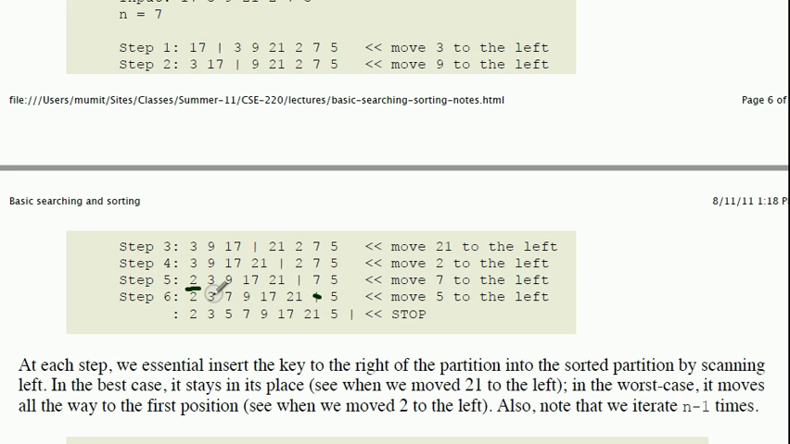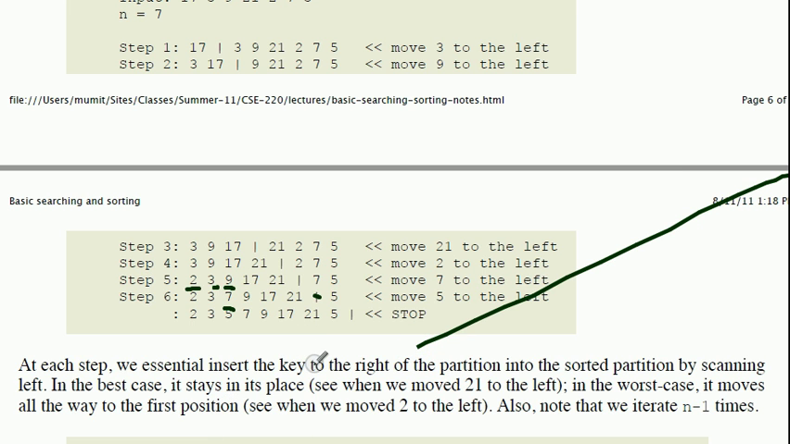7. Okay, this is not for the first place, it's between 3 and 9. Let's put it there. So put 7 in between 3 and 9, and then 5, put it between 3 and 7. Done. That's how you do it.